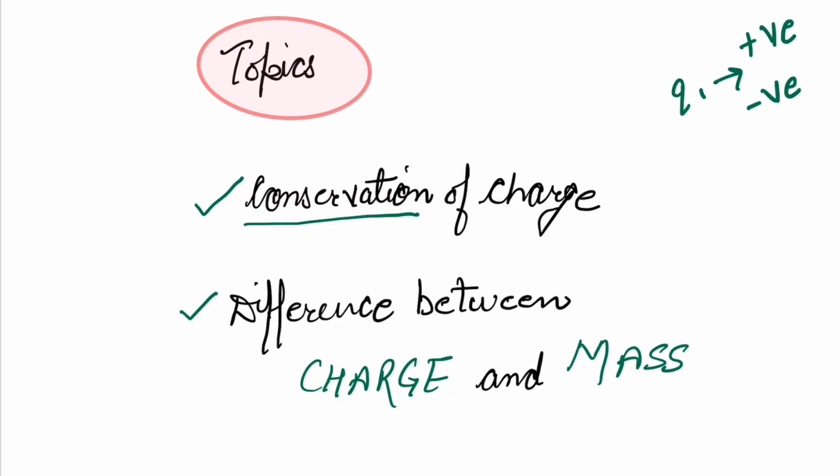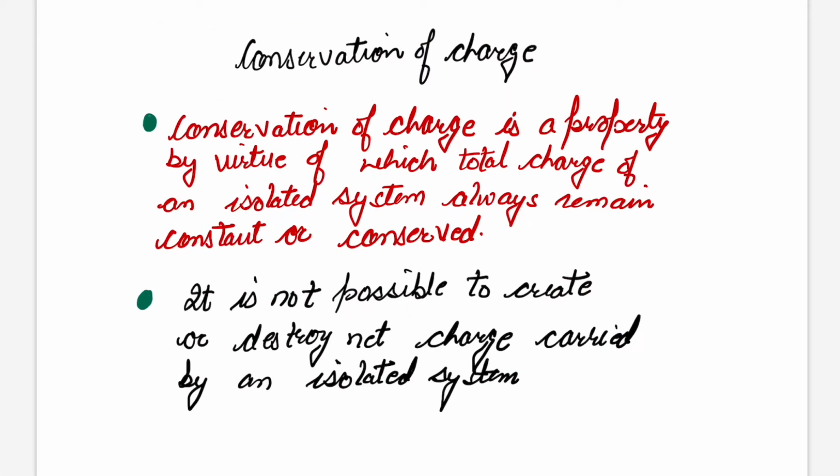Second topic is the difference between charge and mass. Mass is something which is represented as m1, and we know that if we multiply mass with the gravity, it gives us weight. Let us start with the conservation of charges.